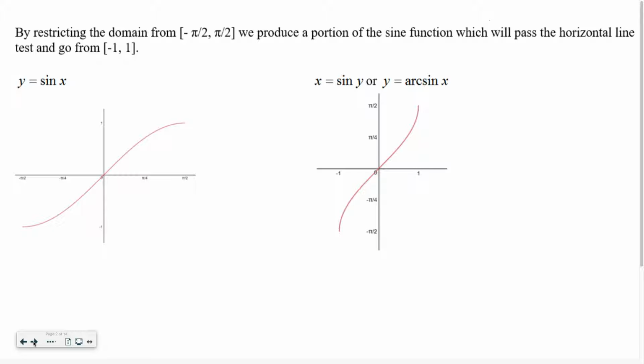Isn't that kind of like tangent? We'll look at tangent, but tangent extends on forever and it has asymptotes. Oh, it stops. Yeah, this stops. Yep, these are like endpoints right here. Same thing with cosine.